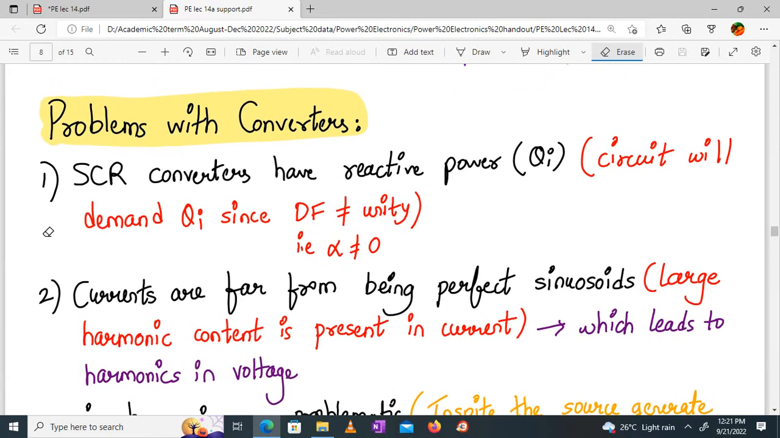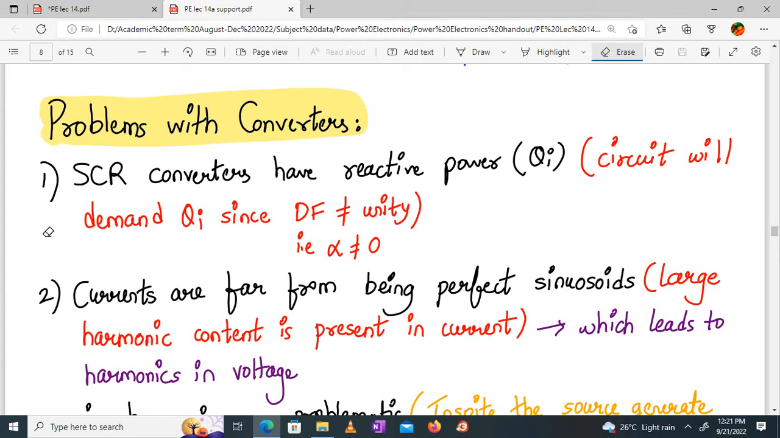Okay. So what are the problems with the converter? Now, since you have missed that lecture on performance parameters, there is something called reactive power. There are three types of power: active power, reactive power, and apparent power. You have heard of it? You would have heard it in first year in EEE. Power triangle, do you remember? So reactive power is not useful, but SCR converters have reactive power Q1. So the circuit will demand Q1.